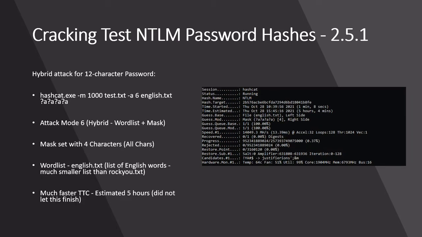So we're going to keep most of the settings the same this time, and we're just going to update the word list. So instead of using the larger rockyou.txt word list, which by the way contains 14 million words, we're going to use English.txt, which contains a little over 3 million words. English.txt is just an English dictionary, got a lot of words in it. So the estimated time to crack for this example dropped from 21 hours to just 5 hours, which is quite a bit better.